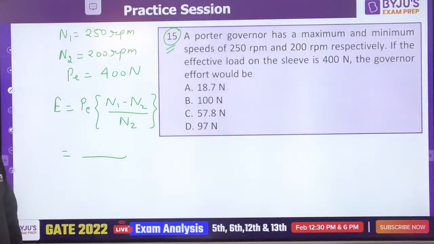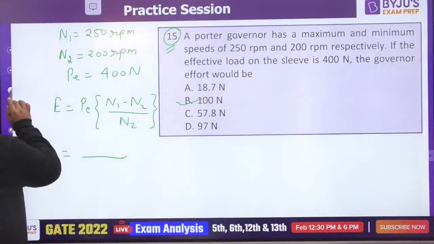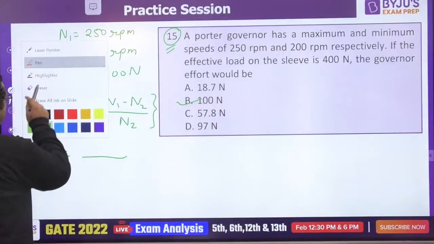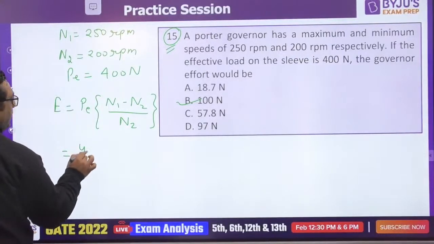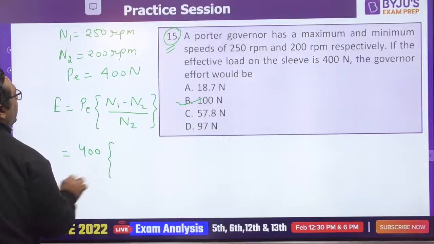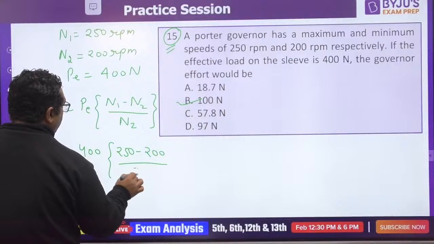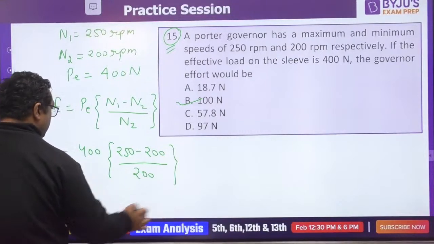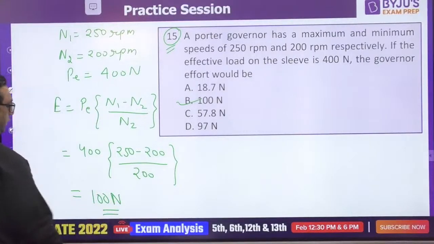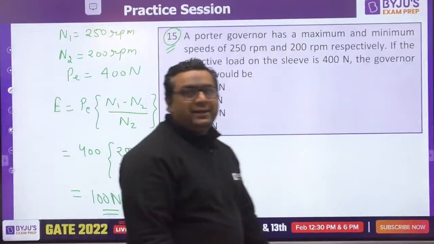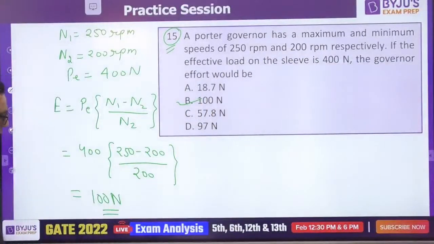Definitely. So the answer would be coming out to be B for this. When you put the value, it would be 400 into (250 minus 200) by 200, which is 100 Newton. B is the right answer. Okay, guys. Fine.